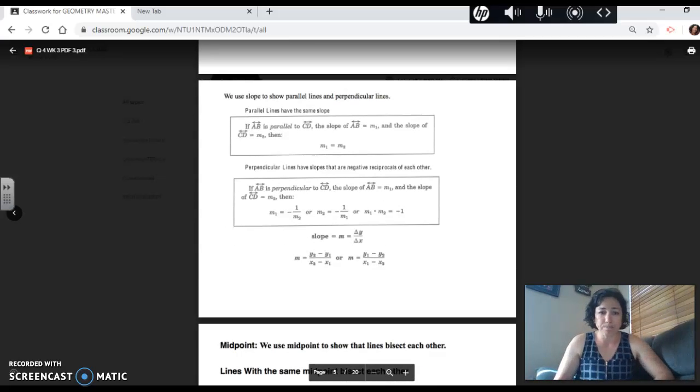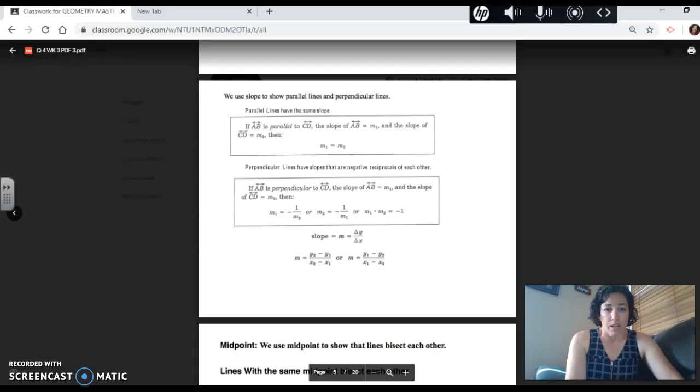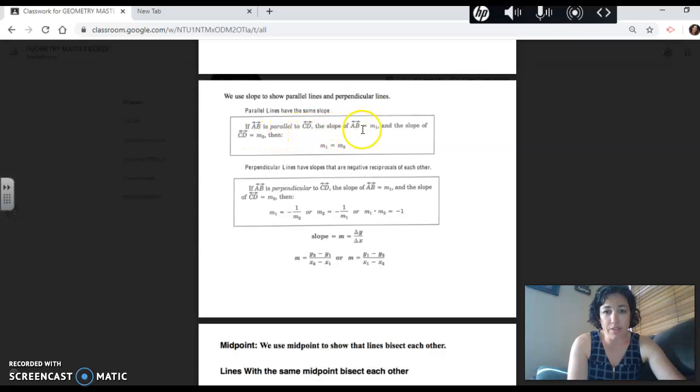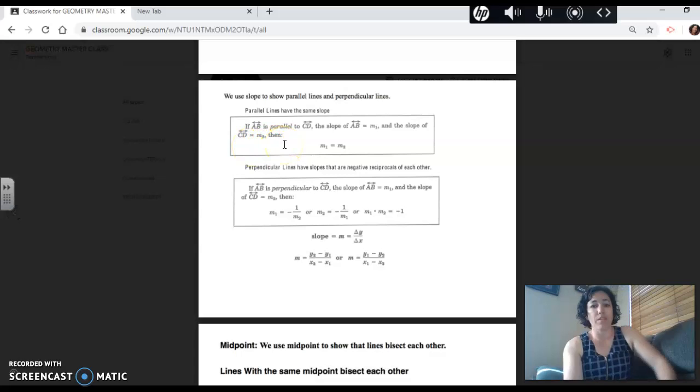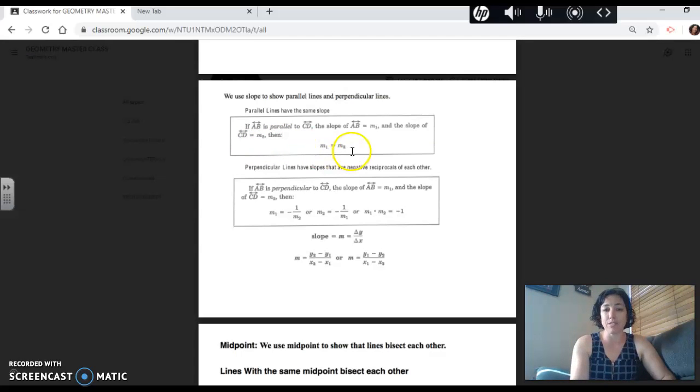If you look at this for parallel and perpendicular lines, it says if AB is parallel to CD, the slope of AB and the slope of CD are the same. So any parallel lines are going to have the exact same slope. If you remember rightly, any perpendicular lines are going to have the opposite reciprocal slope. So if it's negative, it's going to be positive. If it was positive, then it's going to be negative. And not only that, it's also going to be flipped. So if it was 1/2, it's going to be 2. If it's 3/4, it's going to be 4/3, and so on.